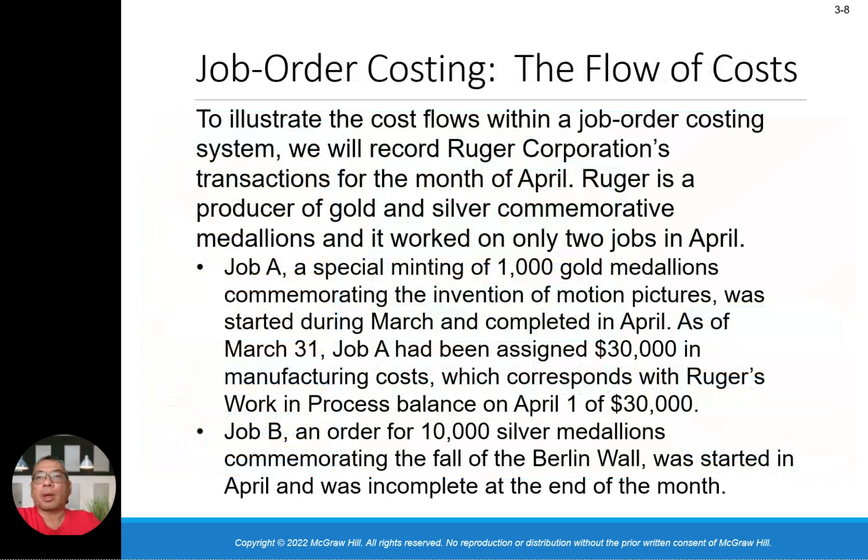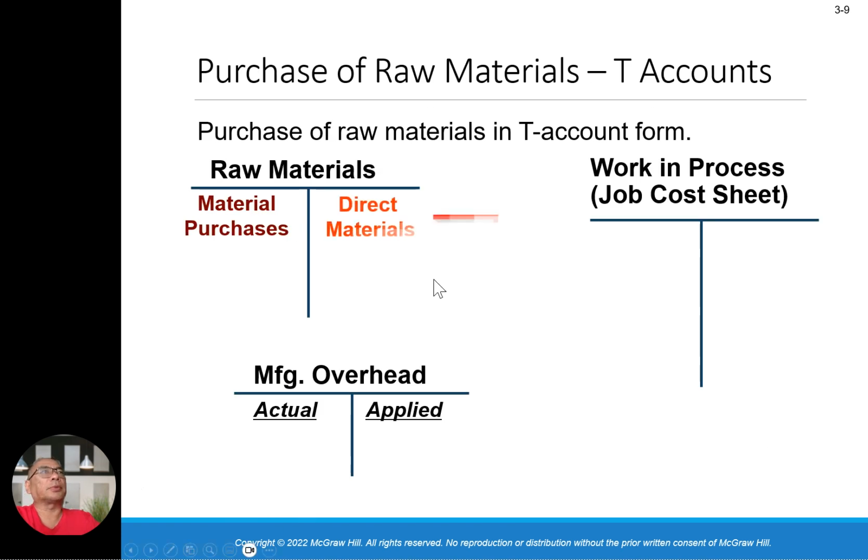Okay. To illustrate, for the month of April, Rogers has worked to produce gold and silver commemorative coins on two jobs. Okay, there are two jobs here. Job A, a special minting of 1,000 gold medallions commemorating the invention of motion pictures, started during March and completed in April. As of March 31st, Job A had been assigned 30,000 of manufacturing costs, corresponding to Rogers' work in process balance of 30,000. Job B, an order of 10,000 silver medallions commemorating the fall of the Berlin Wall, started in April and completed at the end of the month.